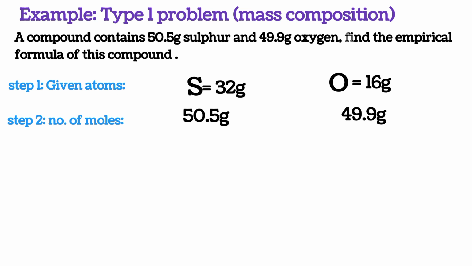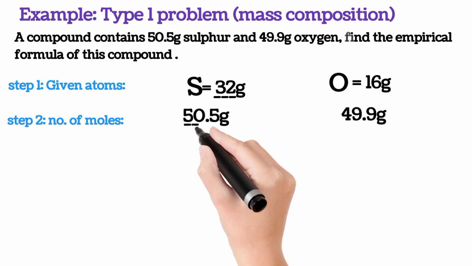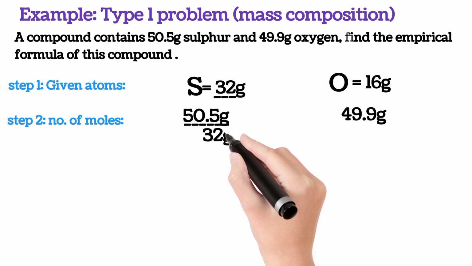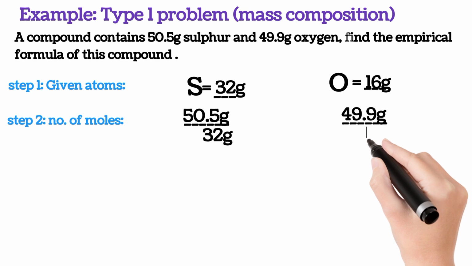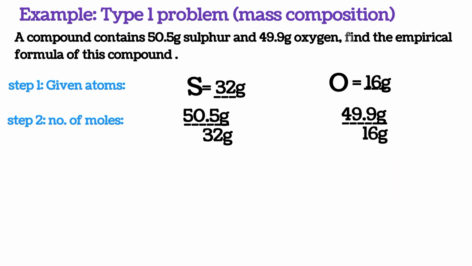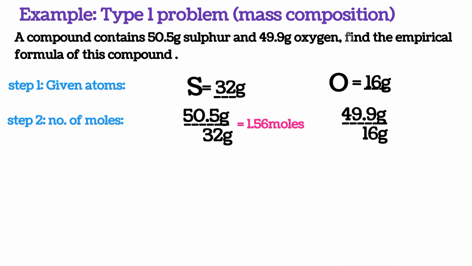Let's divide through by the relative atomic masses. So we're going to have 50.5 grams divided by the relative atomic mass of sulfur, which is 32 grams, and 49.9 grams divided by the relative atomic mass of oxygen, which is 16 grams. So if we do this, 50.5 grams divided by 32 grams will give you 1.56 moles. 49.9 grams divided by 16 grams will give you 3.12 moles.